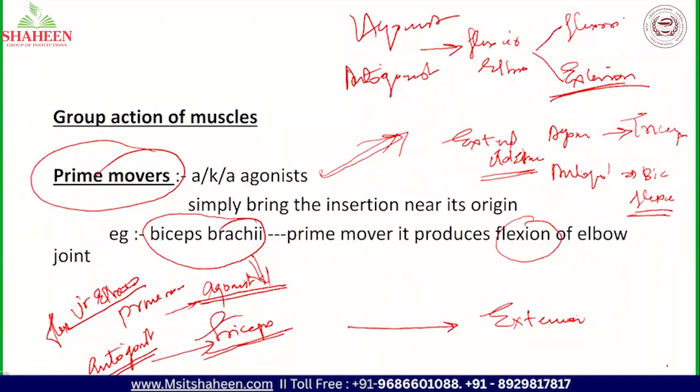So what will happen if you want to flex your elbow? The agonist will work properly and the antagonist will be masked like that. It never contracts. If the antagonist also contracts, what will happen? The person cannot flex the elbow.